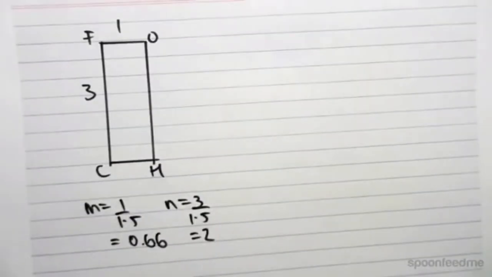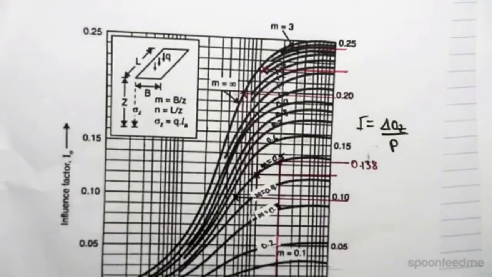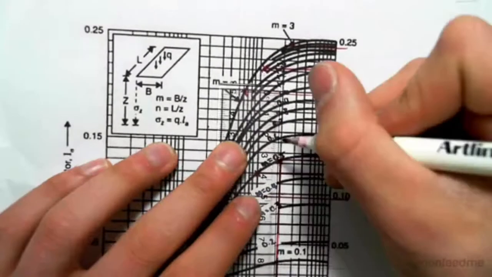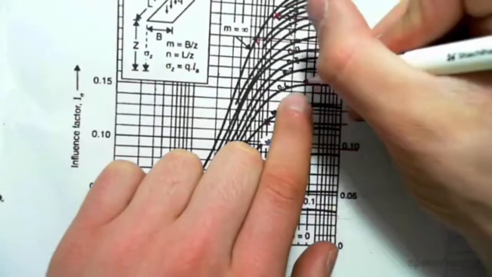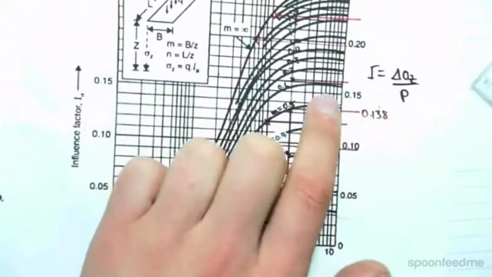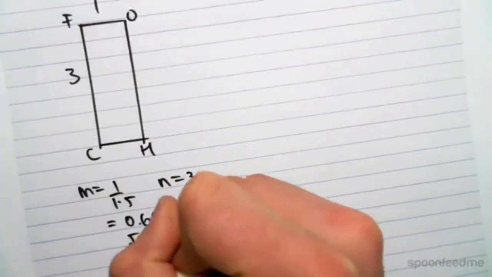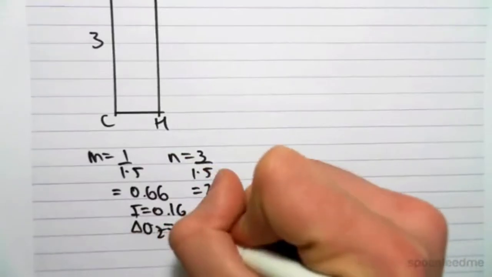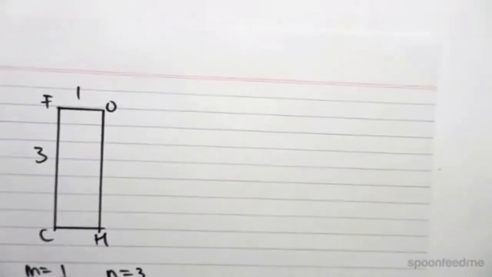This will equal 2. Once again, if I go to my curve, so N is 2 and M is 0.66. So 2 is down here, up to 0.66, which would be around there. Dash it across, we get around 0.16, say. So I equals 0.16, which means the change in stress would equal 0.16 by 100, which is 16 kPa.